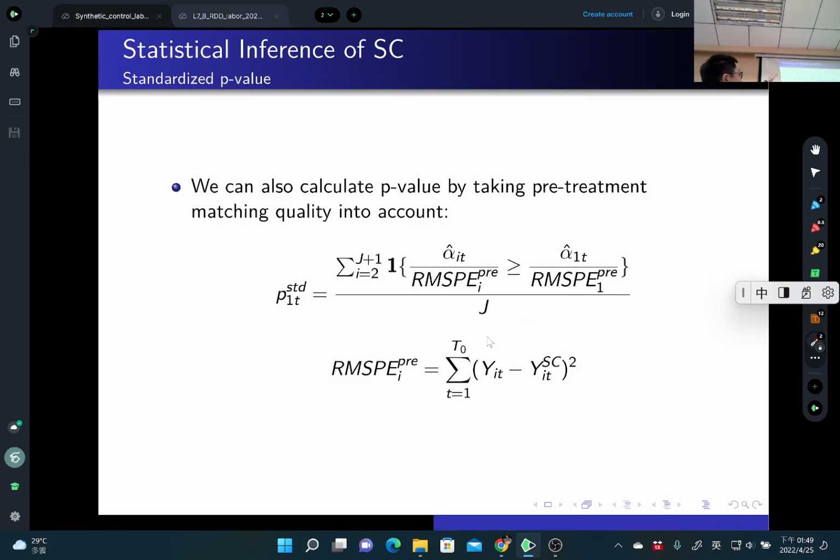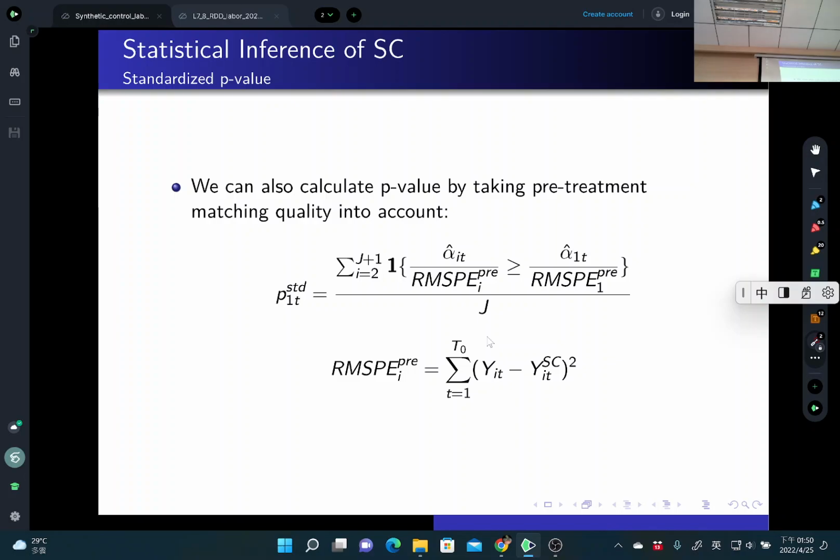And also, when you use Stata, they also will report the so-called standardized p-value. That's something we usually use when we calculate the p-value. This standardized p-value takes the pretreatment matching quality into account. So we do not directly compare the placebo estimate with our treatment effect, the California estimate. We usually divide each placebo estimate, for each non-treated unit, by its RMSPE during the pretreatment period. Even if you find a very large effect, if your RMSPE is very large, this effect could be small because you have a very big denominator. That's basically trying to take into account matching quality.